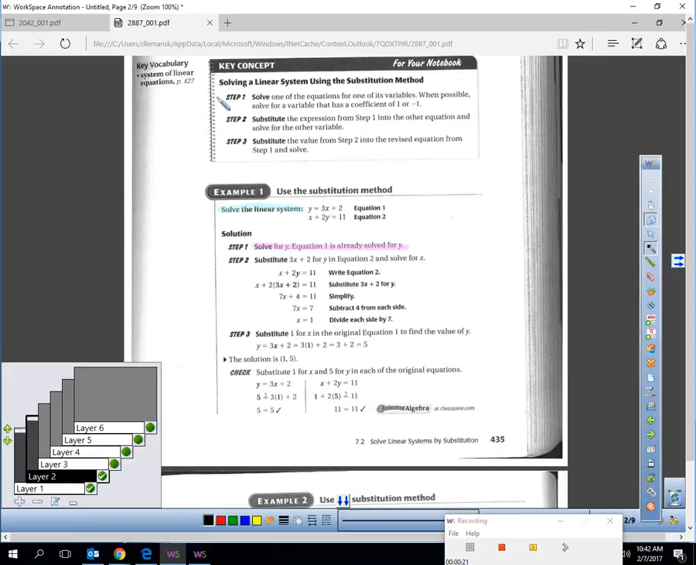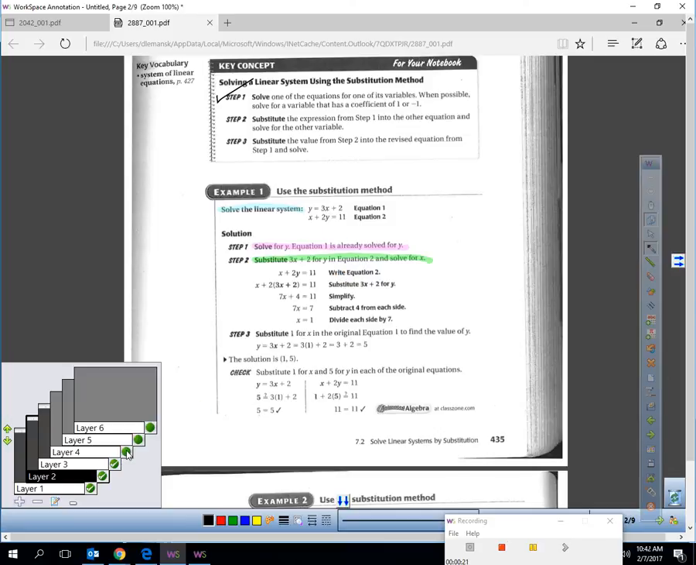In fact, I'm just going to put a little check mark next to it up here. We've already done step 1. It's already like that. Y is by itself. All I have to do is get one of the equations to have one variable isolated. Now step 2, y is the same thing as 3x plus 2. So substitute 3x plus 2 in equation 2 for y.